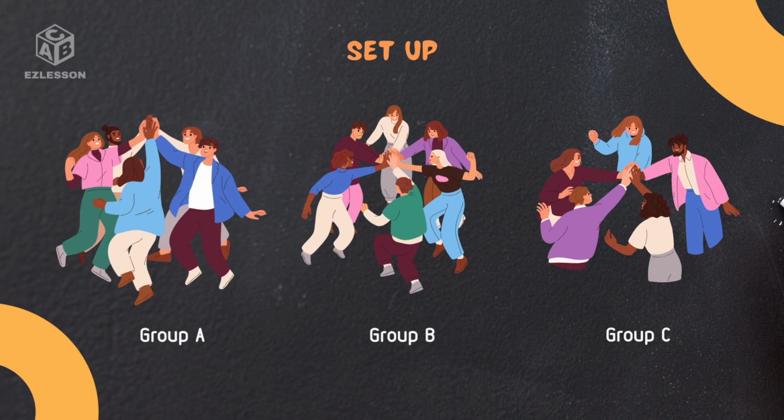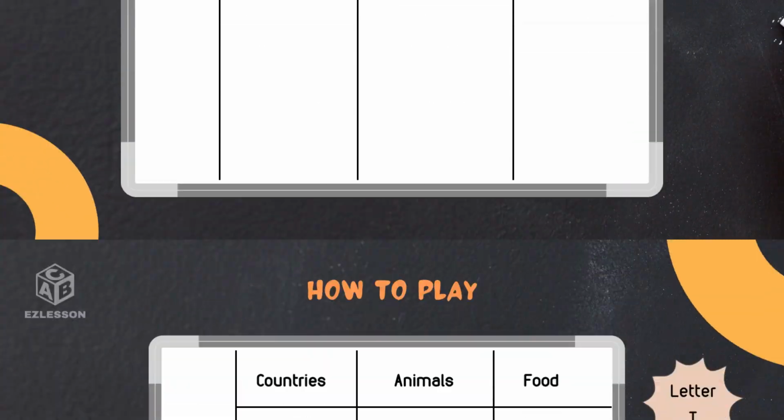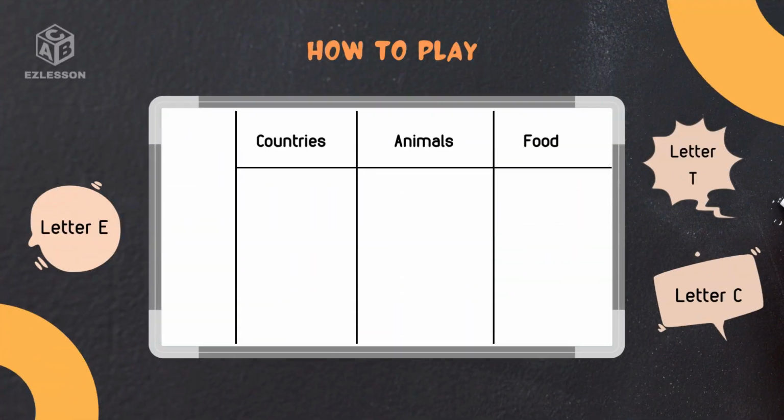Now, let's set up the game. Start by dividing your class into small groups or pairs. This fosters a bit of healthy competition and teamwork. Next, choose between 3 to 5 categories. These can be anything from animals, food, countries, to verbs in the past tense. Tailor it to what you're currently teaching. Write the categories at the top of your board or sheet.